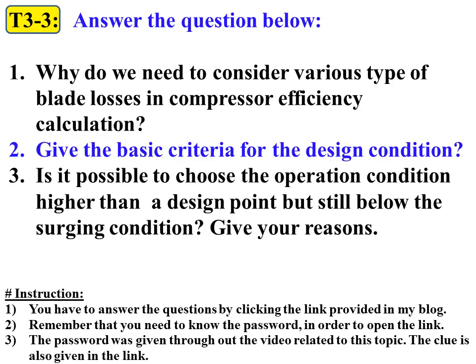Okay, in order to test your understanding of chapter number 3, part 3, please answer the questions. First question, why do we need to consider various types of blade losses in compressor efficiency calculation? Question number 2, give the basic criteria for the design condition. Number 3, is it possible to choose an operating condition higher than the design point but still below the surging condition? Give your reason. So you have to answer the questions by clicking the link provided in my blog. Remember that you need to know the password in order to open the link. The password was given throughout the videos related to this topic. The clue is also given in the link.